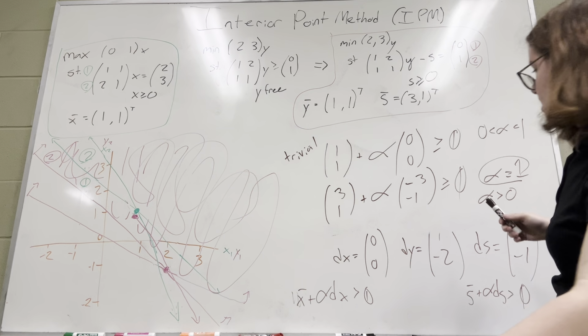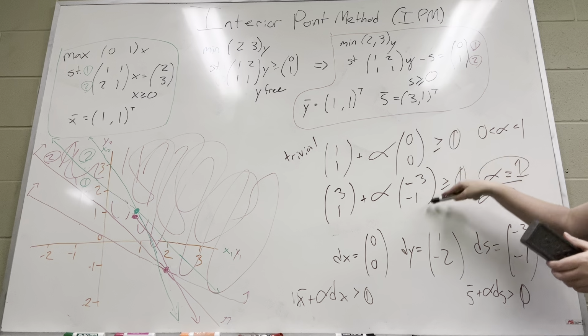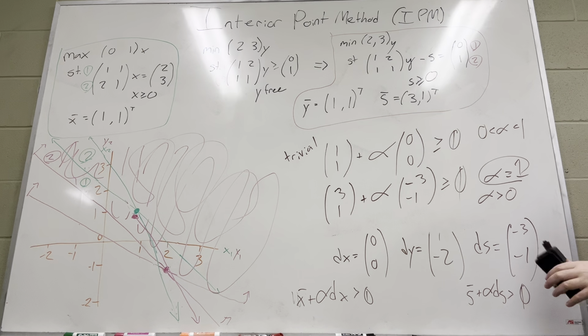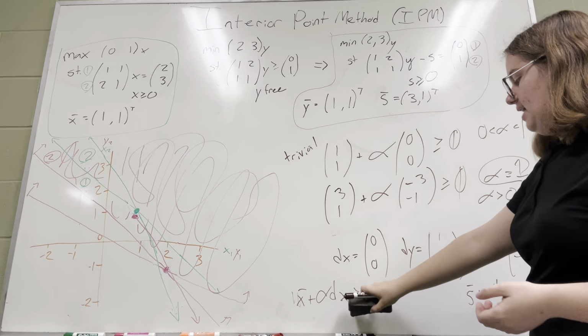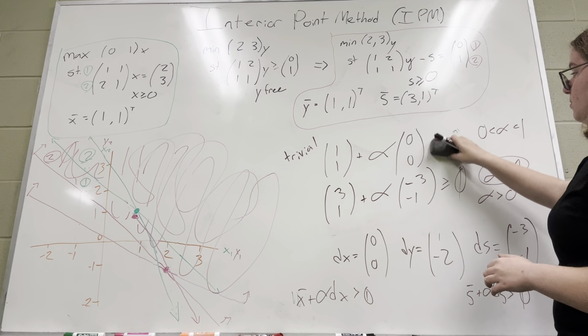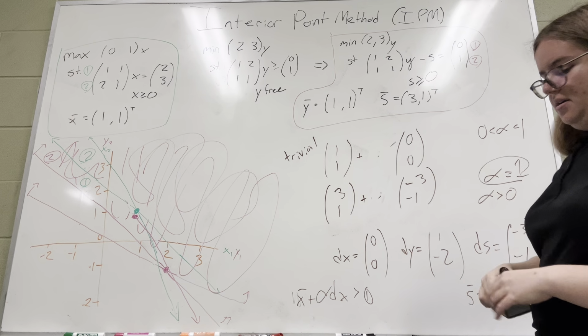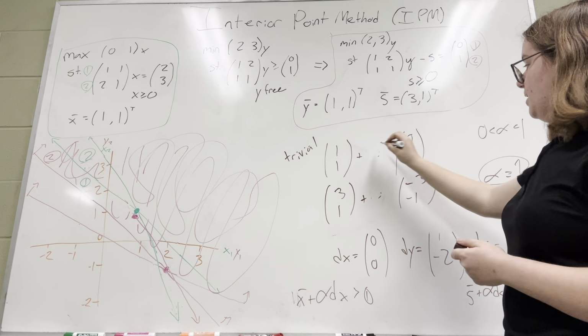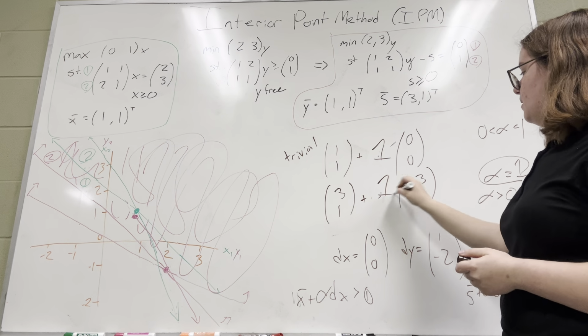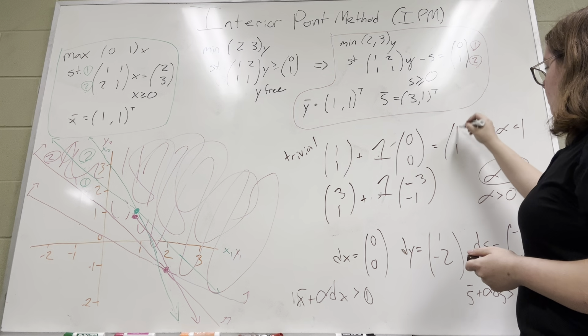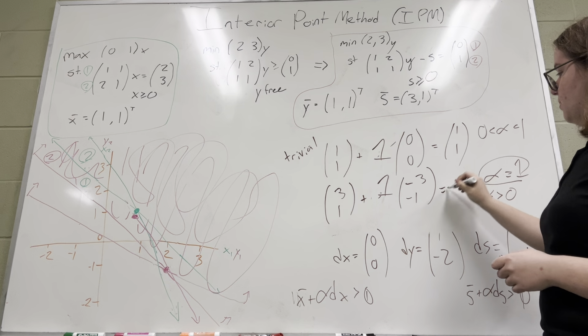But essentially, once we find this alpha such that both of these conditions hold true, I set my x bar plus alpha dx to be equal to whatever this computes to. So instead of alpha, I'm just going to replace it with what I found alpha to be. This is 1, 1, and this one here.